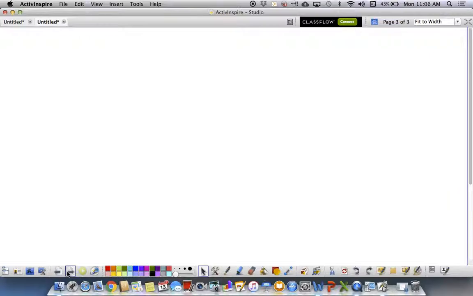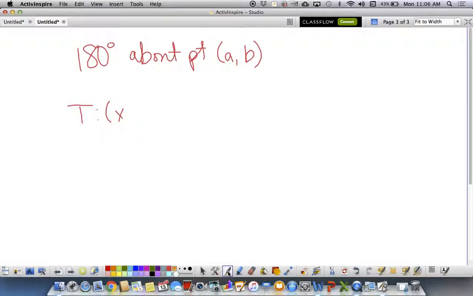So 180 degrees about a point A, B. A, B is the point you're rotating it around. You're going to have a mapping notation: your X, Y point will move to 2 times A minus X, and 2 times B minus Y.